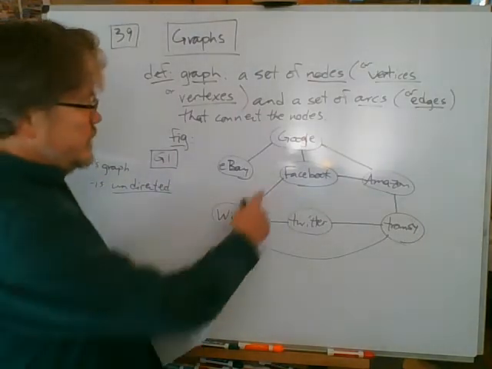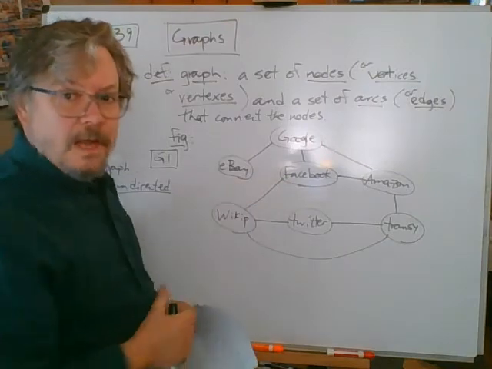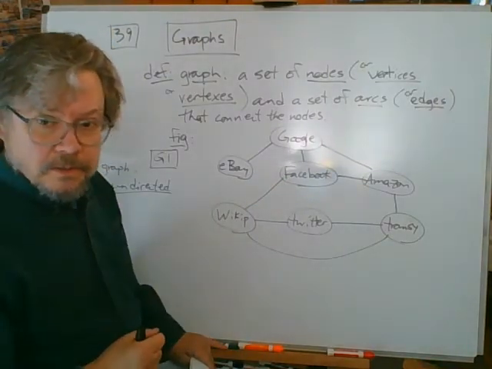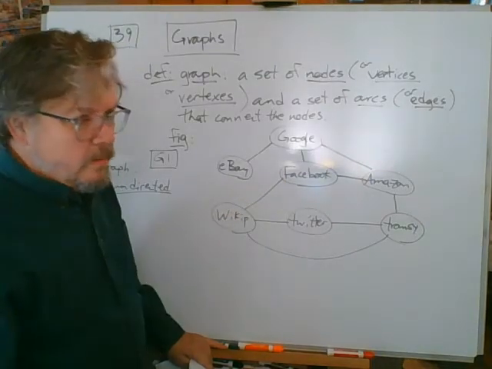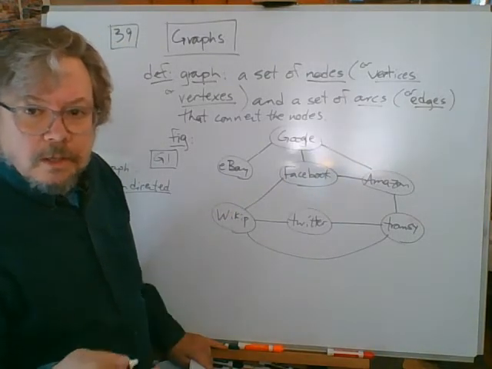Undirected just means there are not any arrowheads on these arcs. If there are not any arrowheads on the arcs, and it's an undirected graph, it's not a one-way arc going one way or the other, then actually it's assumed that it can go both ways.